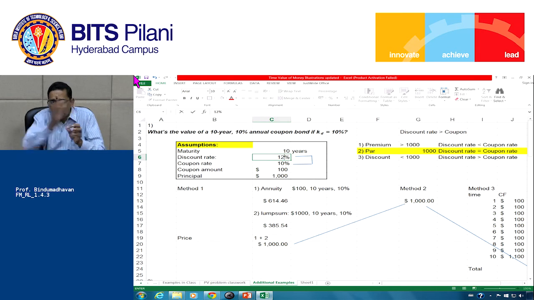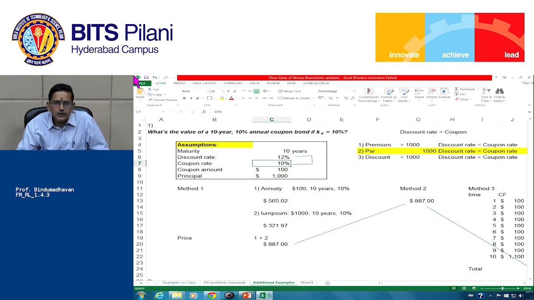So when we are going forward, we are having a lower rate. When we come back, if we are having a higher rate, that means the value will turn out to be less. And you will see that we are going to get something less than $1,000. So whenever the discount rate is more than the coupon rate, then we say that the bond is trading at a discount.